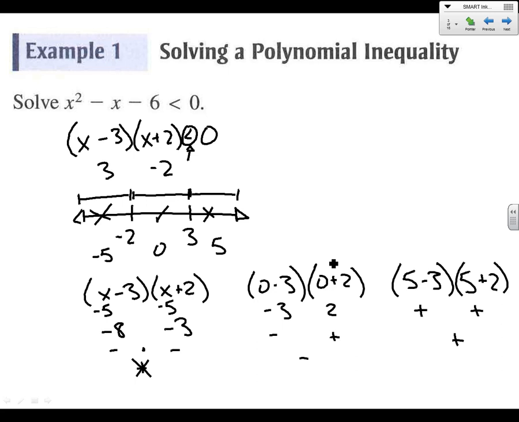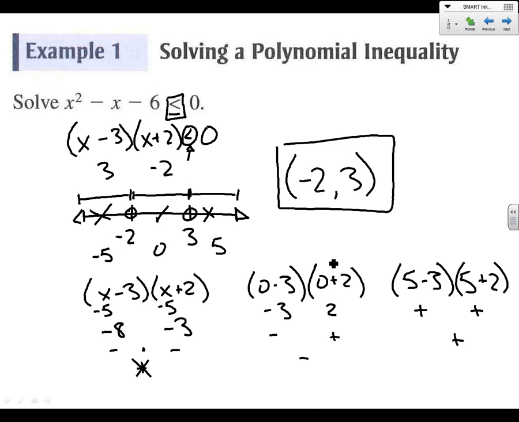And so the answer to this problem is every number in between negative 2 and 3. Now, we're not going to include negative 2 and 3 because we do not have the equal sign in here. So our answer would be parentheses, that's the open circle, not touching, negative 2 all the way to 3 with another parentheses there because we're not including 3. If this was a problem that started with a less than or equal, then we'd use the brackets.